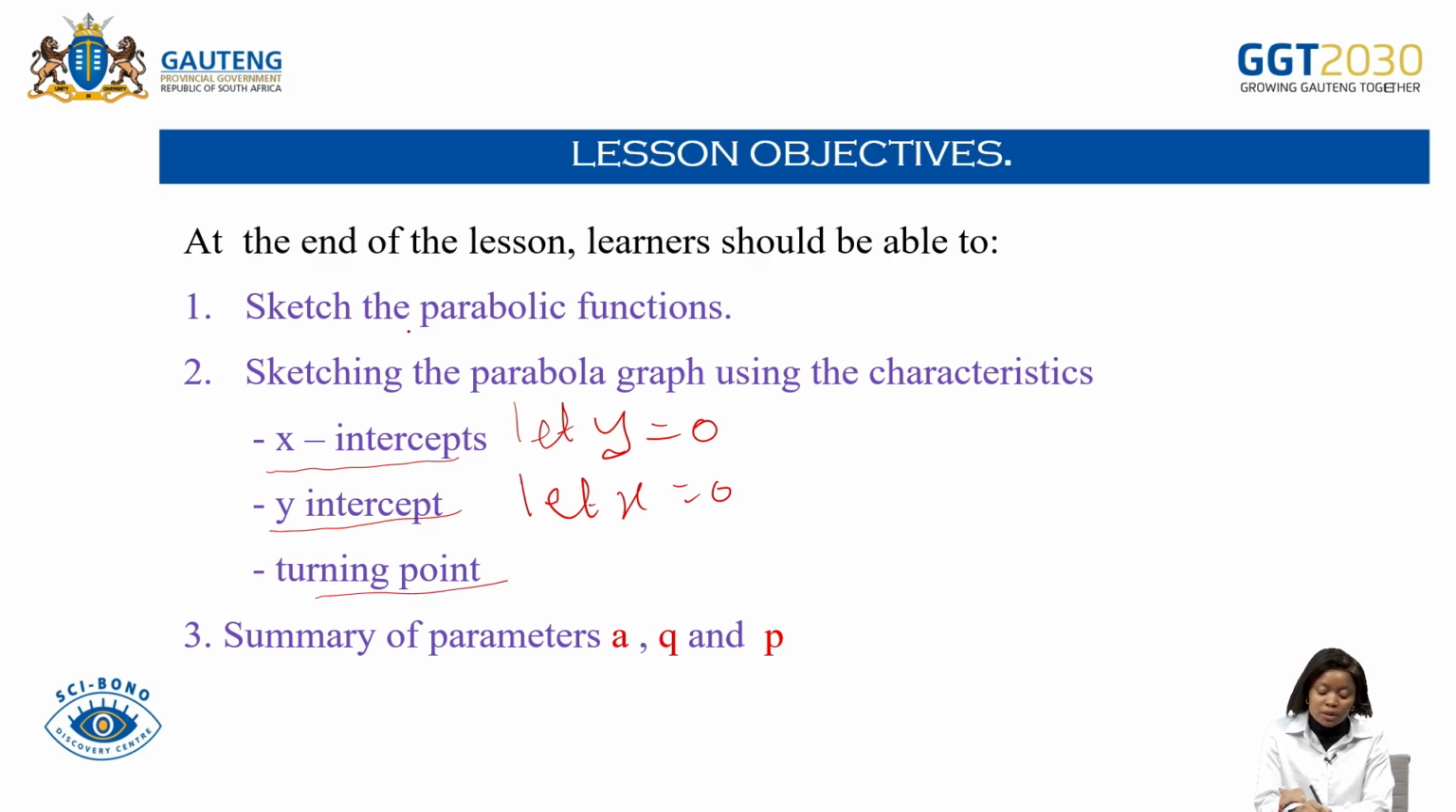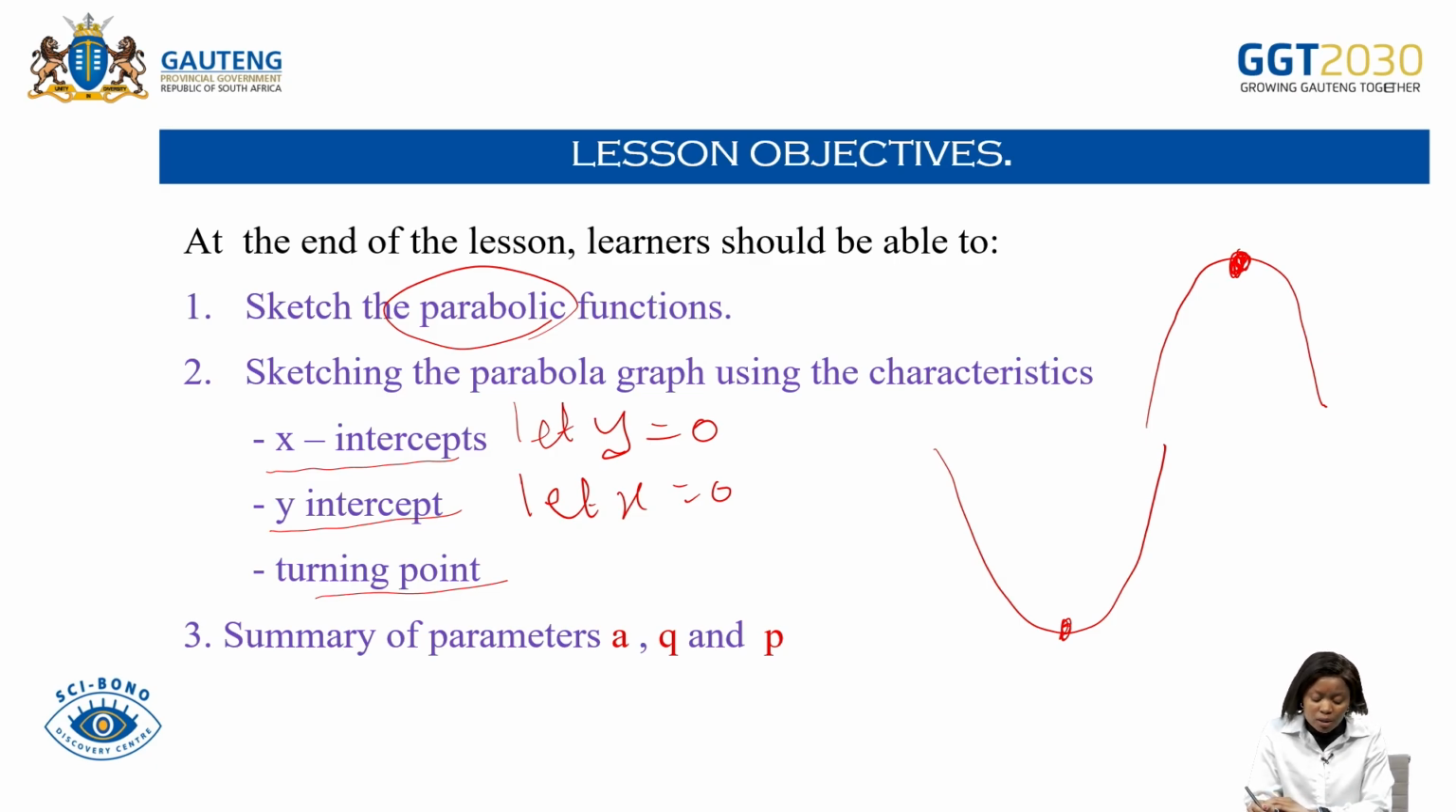Remember, when we are talking about a parabolic function, it can either have a shape that goes like this, or it can have a shape that goes like that. So you need to know how to find that turning point, and you need to know how to find this turning point, okay? Again, we will be looking at the summary of parameters a, q, and p, okay?